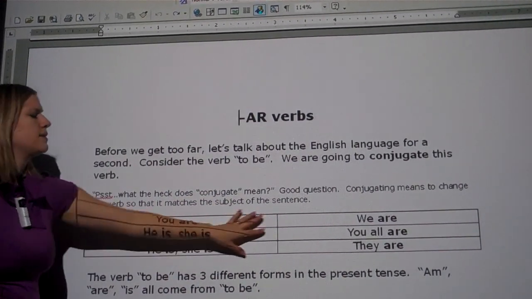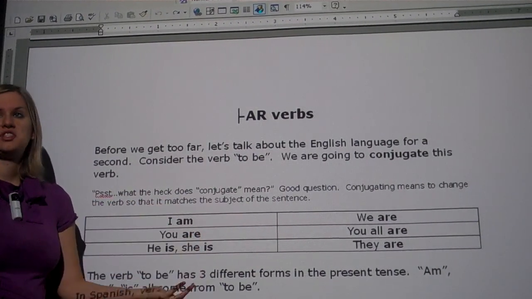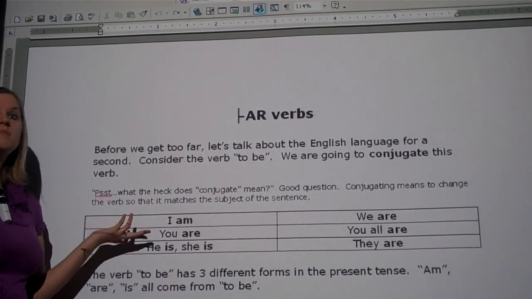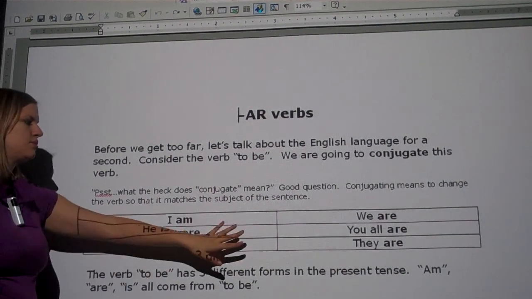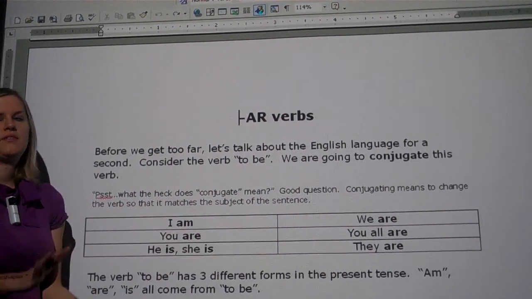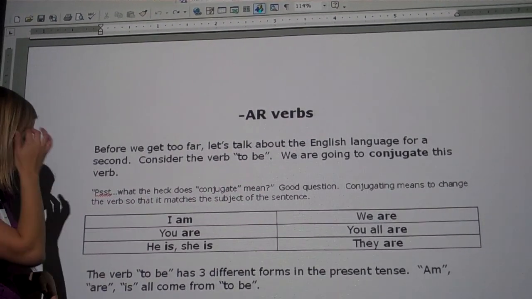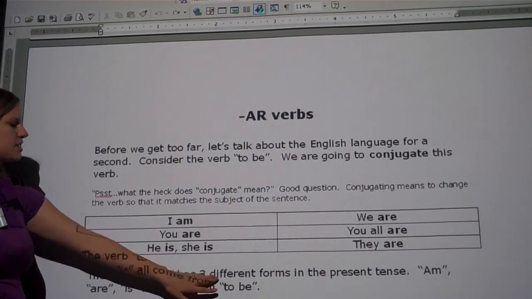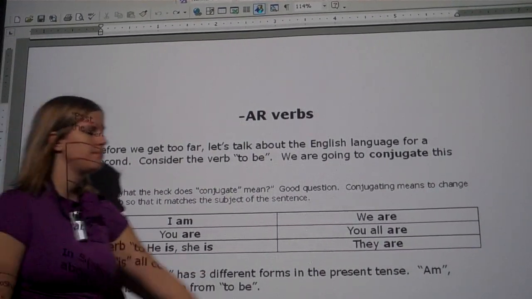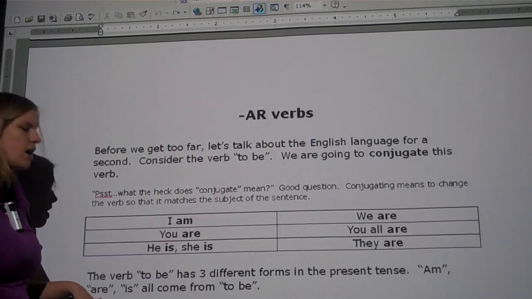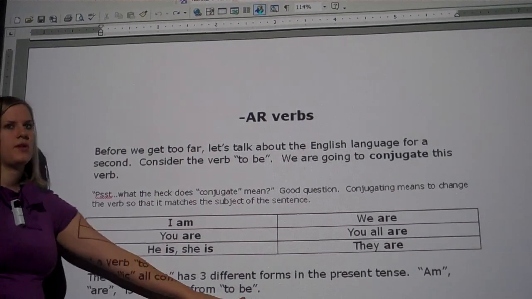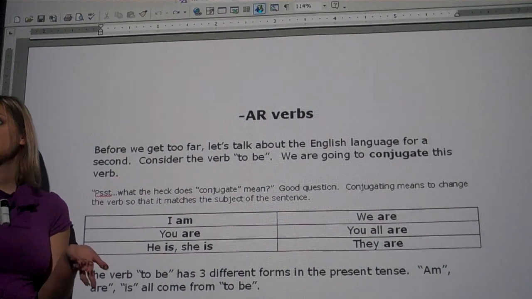But this right here, this is a conjugated verb. We've changed this verb. We changed it from to be, which is the infinitive, to the conjugated form, okay? Infinitive means unconjugated. So the verb to be has 3 different forms in the present tense. Am is one of them. Are and is all come from the verb to be in English. So you guys have seen this before, right?